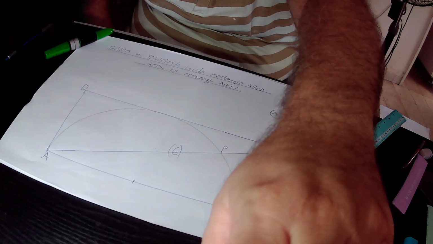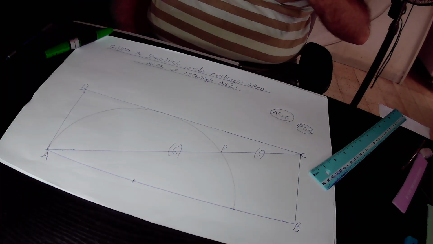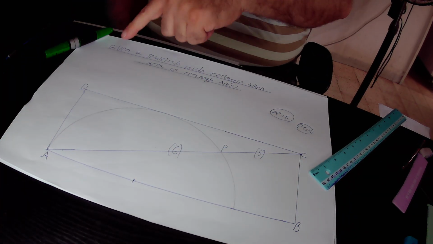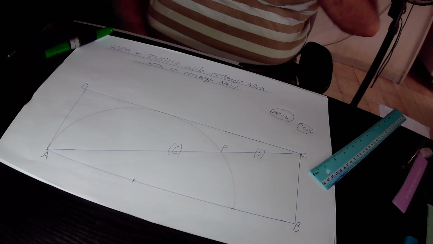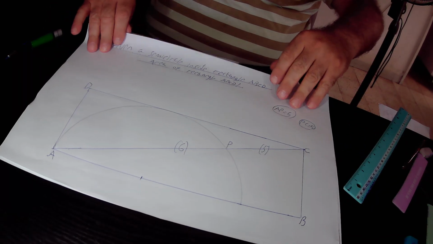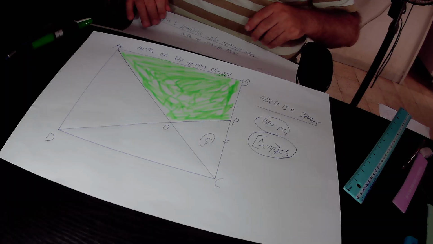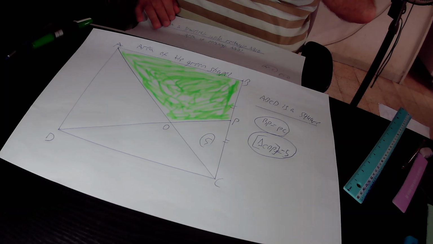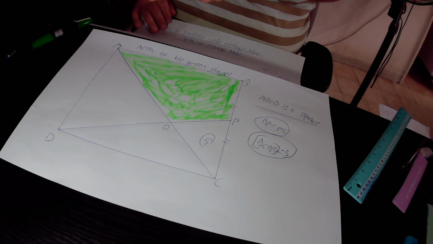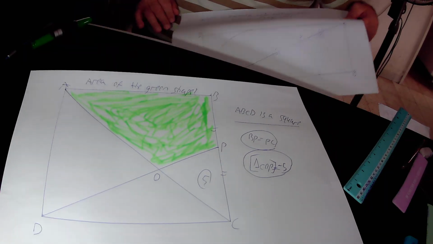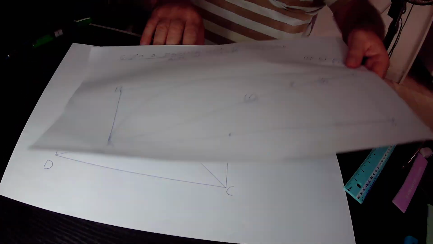Hello, in this lecture we'll answer two questions. In the first question, we find out the area of this rectangle ABCD, and in the second question, we find out the area of this gray shape with an inside square ABCD. So we'll start with the first question.